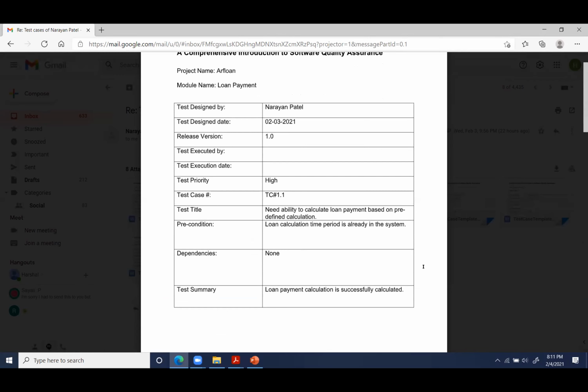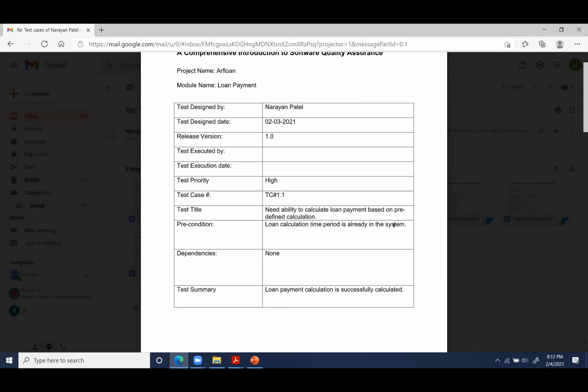Yeah, so my test case is about the ability to calculate a loan payment based on a predefined calculation. My precondition is that the loan calculation and the time period, like 60 months, are already in the system. So we gave you the formula, right, Narayan? Yeah, 0.03 or 3% of the loan amount. That's the formula you were given. Okay, so that should be in my precondition, right? That is not a precondition, because it is expected that the system will behave that way.